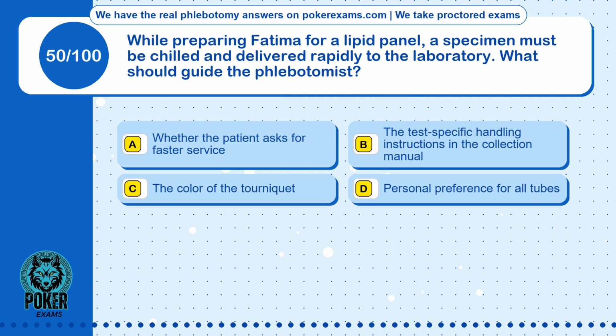Question 50. While preparing Fatima for a lipid panel, a specimen must be chilled and delivered rapidly to the laboratory. What should guide the phlebotomist? Option A. Whether the patient asks for faster service. Option B. The test-specific handling instructions in the collection manual. Option C. The color of the tourniquet. Option D. Personal preference for all tubes.